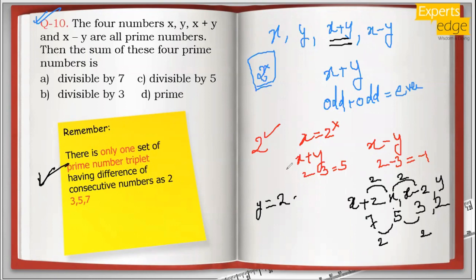Now what is he asking? This question asks for the sum of these prime numbers. So what will be the sum? That is nothing but 7 plus 5 plus 3 plus 2. That comes out to be how much? 17. And 17 is a prime number. So the answer of this question is D. Okay, I hope you got the logic of this. Moving on to the next question.